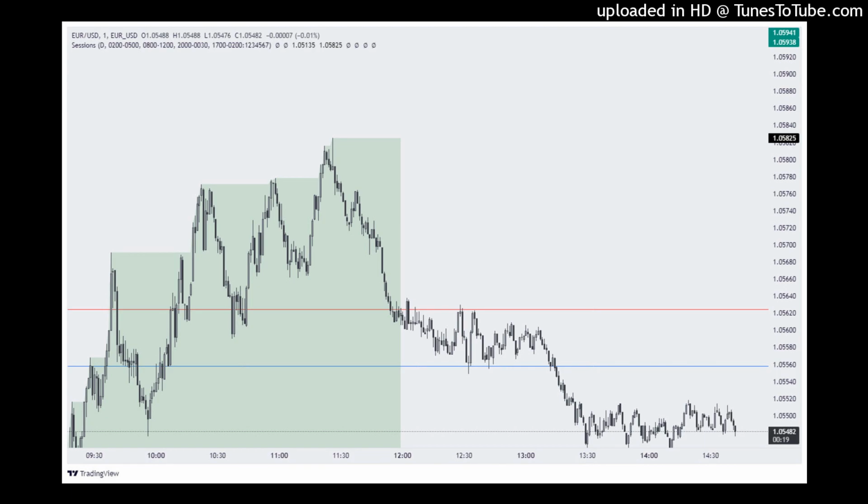Because remember what we talked about in the beginning. An intermediate term low forms after taking out an intermediate term high right there. It can't form in the middle of moving from that intermediate term low to that intermediate term high right there. That can't happen.